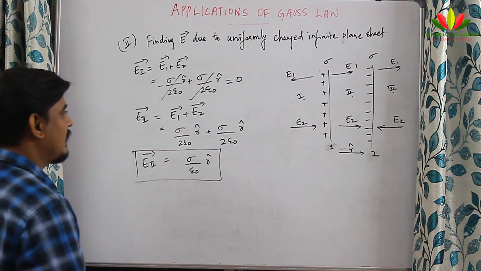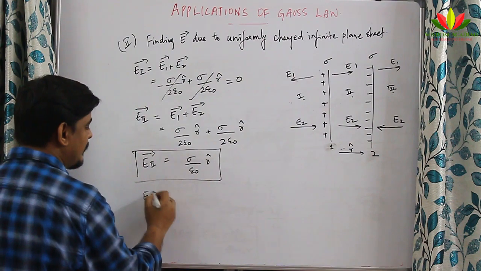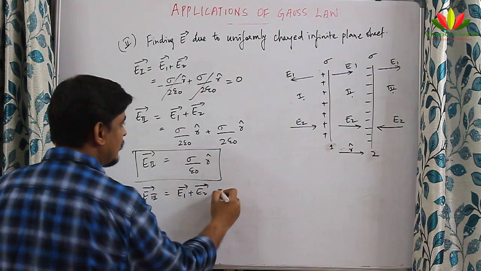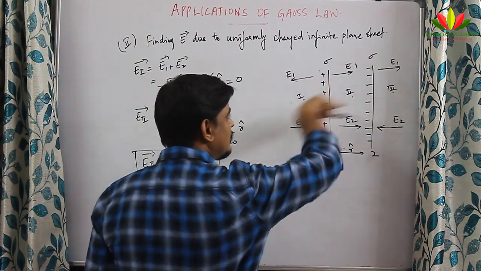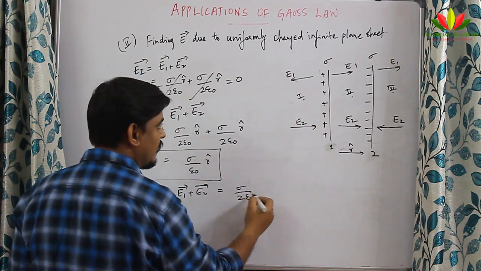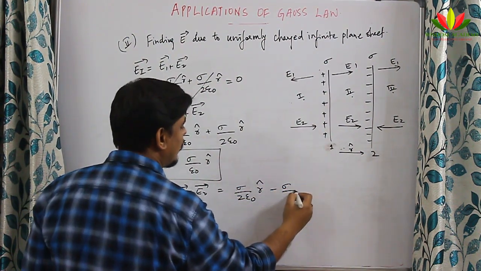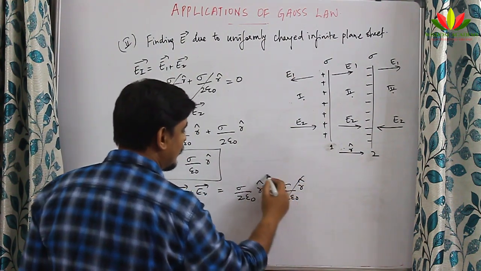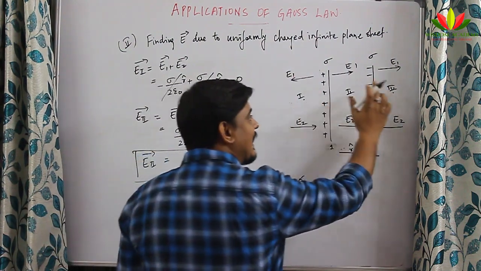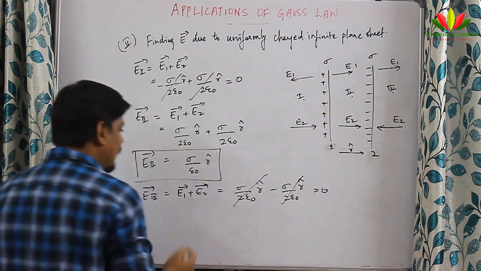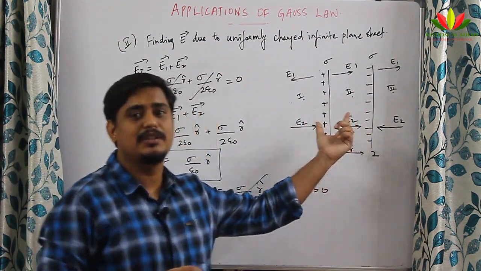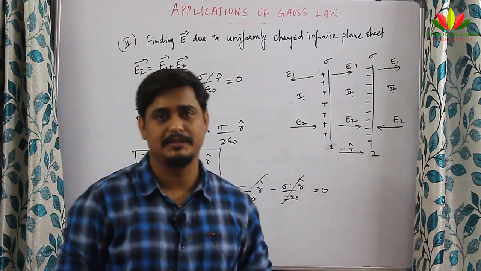And what is the electric field at the third point? The electric field at the third point will be equal to again E1 plus E2. E1 is in the same direction as R cap, E2 is in the opposite direction. So it will be sigma by 2 epsilon naught R cap minus sigma by 2 epsilon naught R cap. Both get cancelled, becomes 0. So what we found, the electric field here is 0 and here is 0. Inside I have a value of electric field sigma by epsilon naught. This kind of plates we use to create a uniform electric field, right?